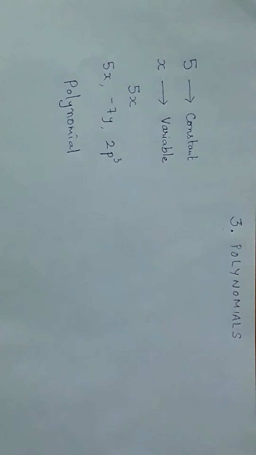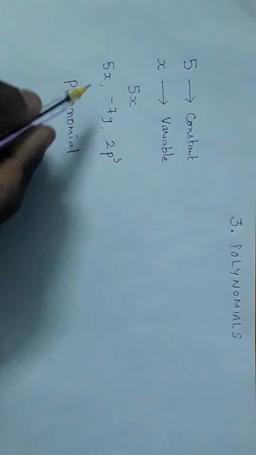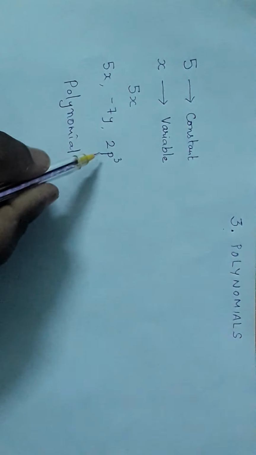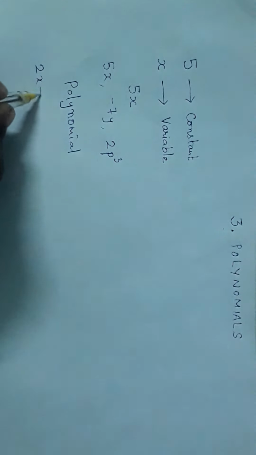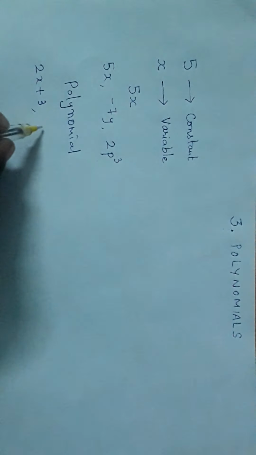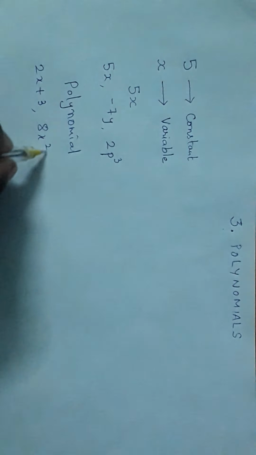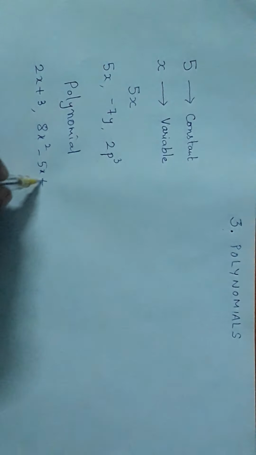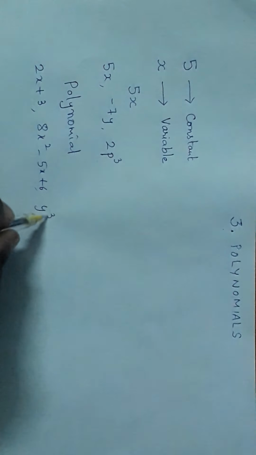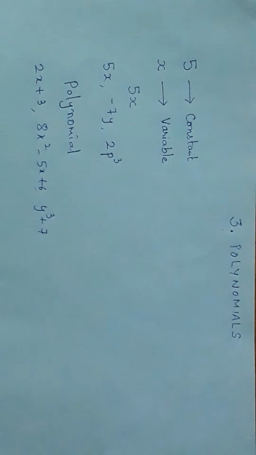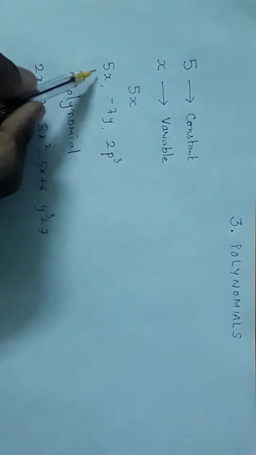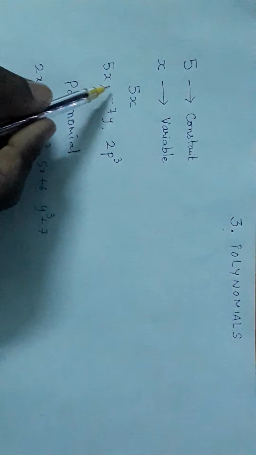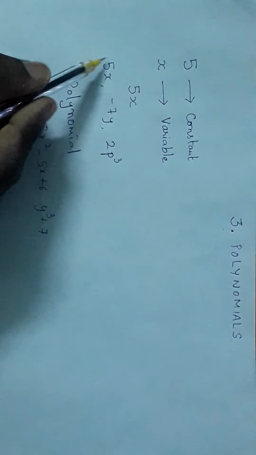Can you give me some examples of polynomials? Like I have written here, 5x minus 7y, 2p cube. Others we can write are 2x plus 3, 8x square minus 5x plus 6, y cube plus 7. These are all polynomials.